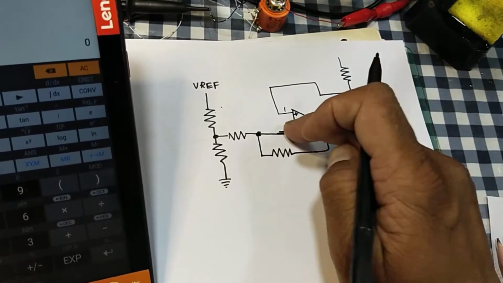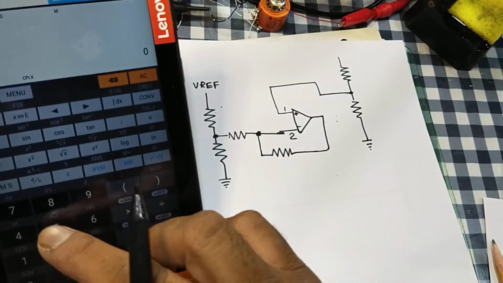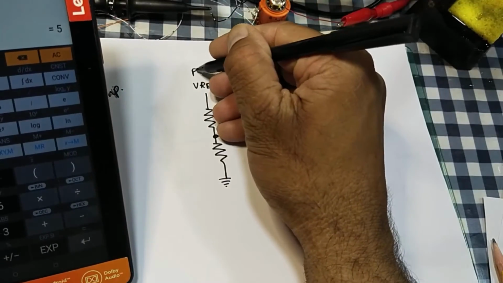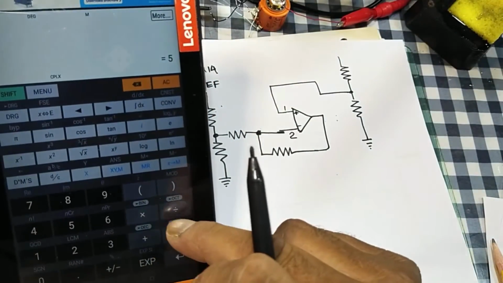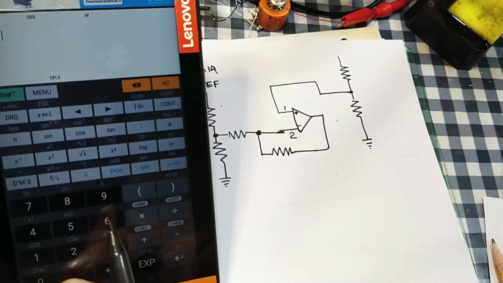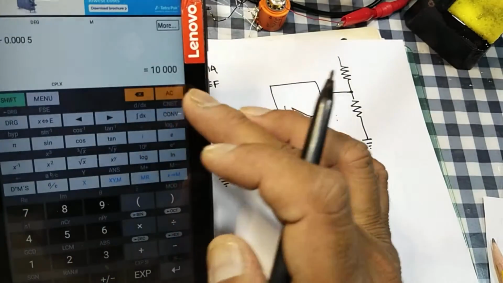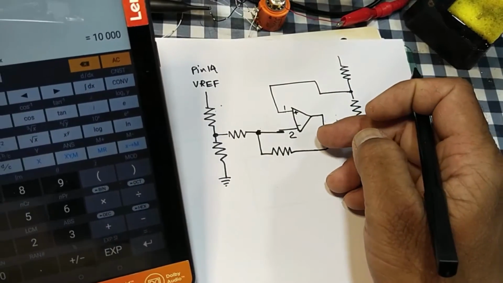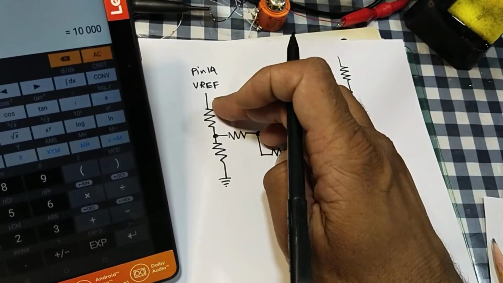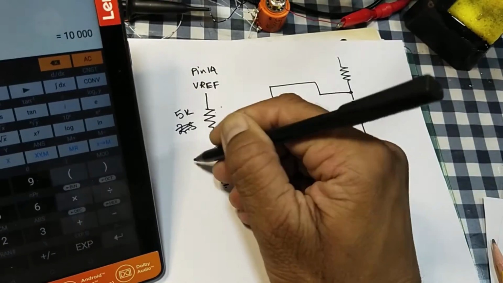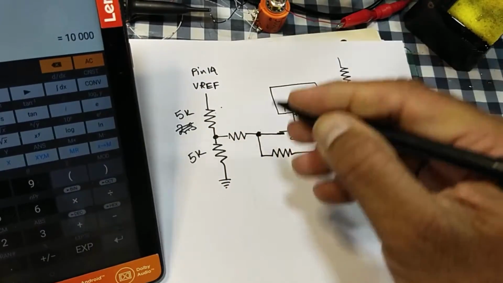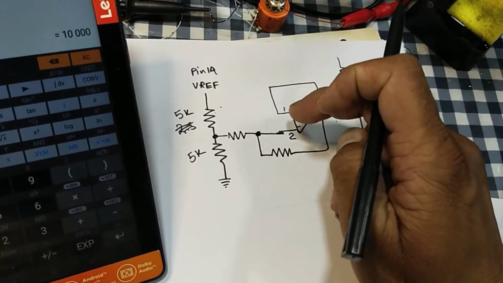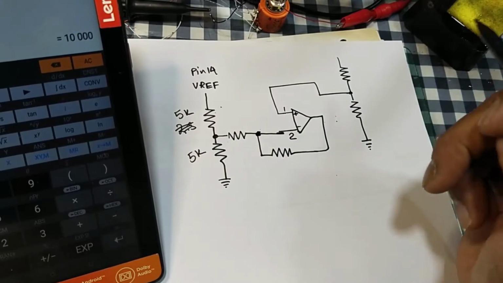So here we can select a 2.5 volt reference from the 5 volt reference voltage, which is from pin number 14, and we need a current of 500 microampere or 0.5 milliampere, so it is a 10k resistor. If we need a 2.5 volt reference, we can just divide with two resistors, 5 kilo ohm and 5 kilo ohm. When we divide with these two resistors, we get 2.5 volt at this pin.